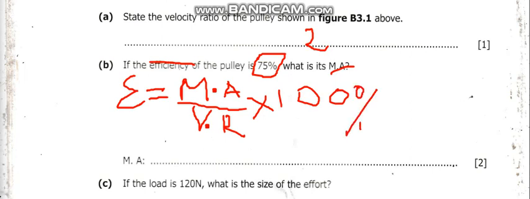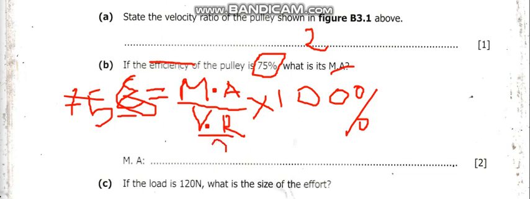Okay, so times 100%. Now what you need to note is that the efficiency has been given, which is 75. So 75, that is our efficiency. What we just need to do in this case is replace where there is the efficiency with 75. Where there is mechanical advantage, this is what we need to calculate. And also where there is velocity ratio, we have a 2 that we have already found. Then we do the arithmetic and we'll be able to find the mechanical advantage. So that is very important that we should be able to note.